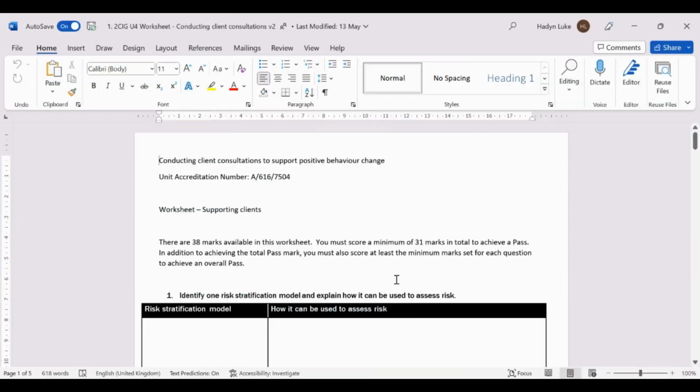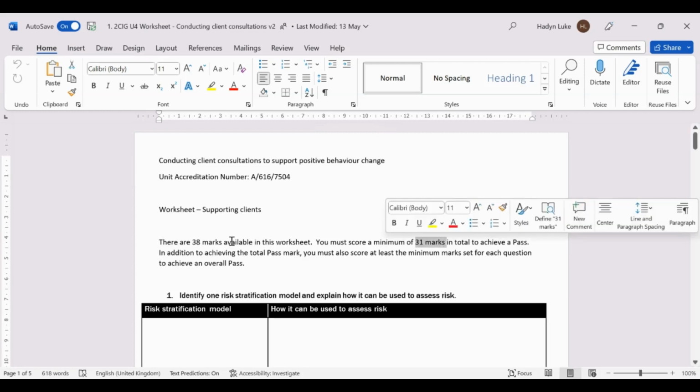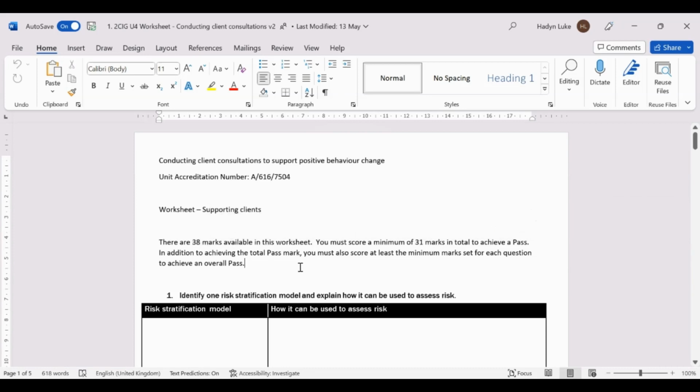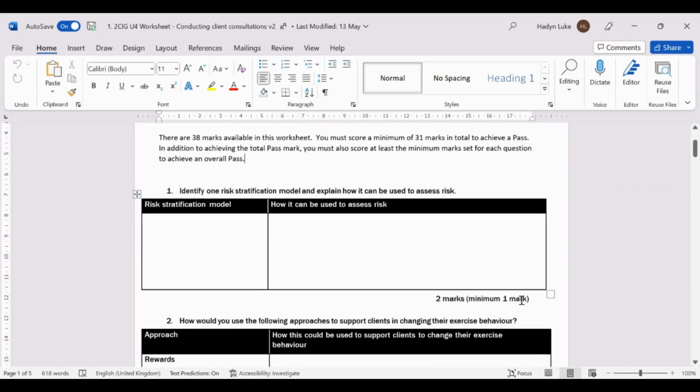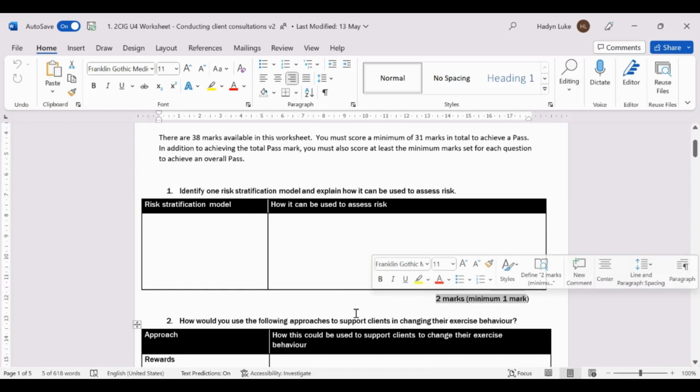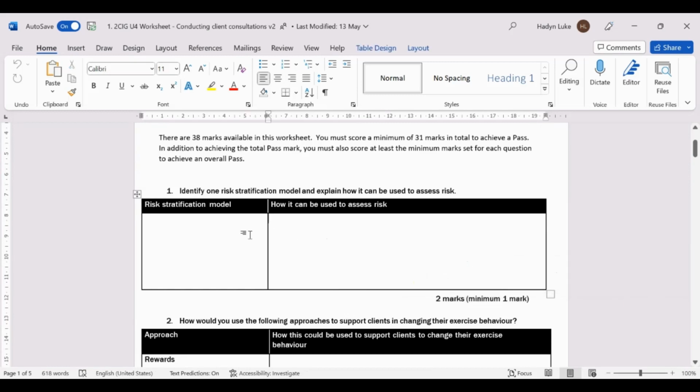Your unit for conducting client consultation worksheet is a 14-question worksheet. To pass the assessment, you need to achieve on the whole worksheet a minimum of 31 marks out of 38. However, you will also need to score the minimum criteria for each question, which is provided below the question. So if we work through the worksheet, it should be self-explanatory.